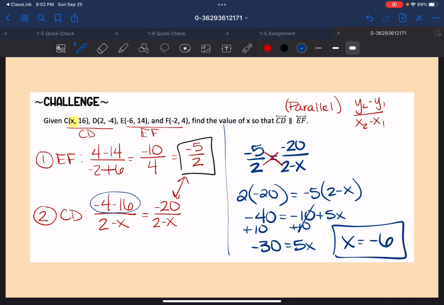Okay, all right. So remember that lines that are parallel have the same slope. Lines that are perpendicular have opposite reciprocal slopes. Remember, opposite reciprocal just means to flip your fraction and change the sign. Follow all of these instructions and you'll be good to go.